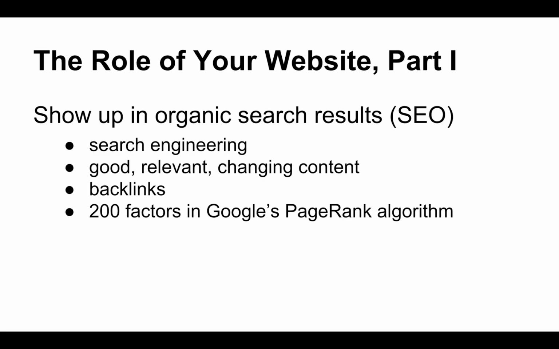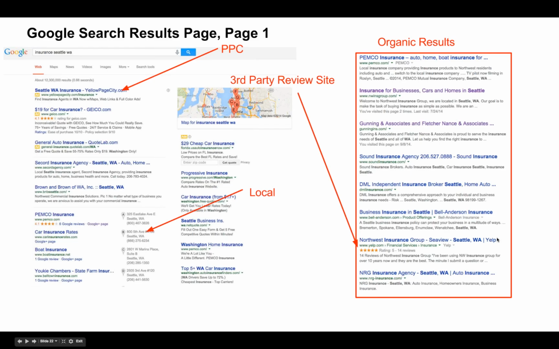The fact is there are 200 factors in Google's PageRank algorithm, so we're just kind of hitting the surface here. But if your website is well engineered and you've got good content, then it's doing at least part of its job. So let's look at another view of that part one. This is a page one search results for Insurance Seattle, Washington.